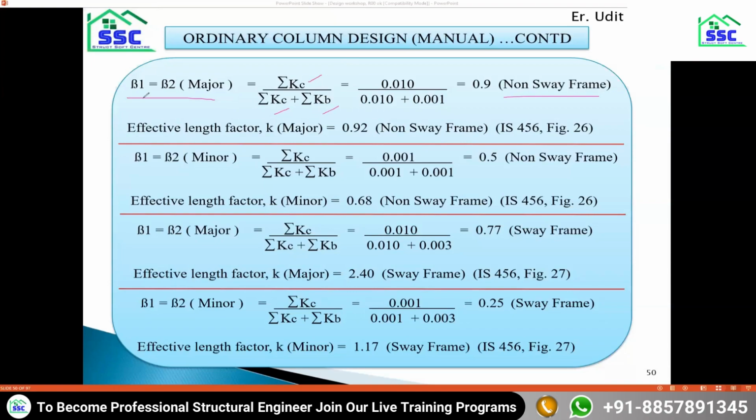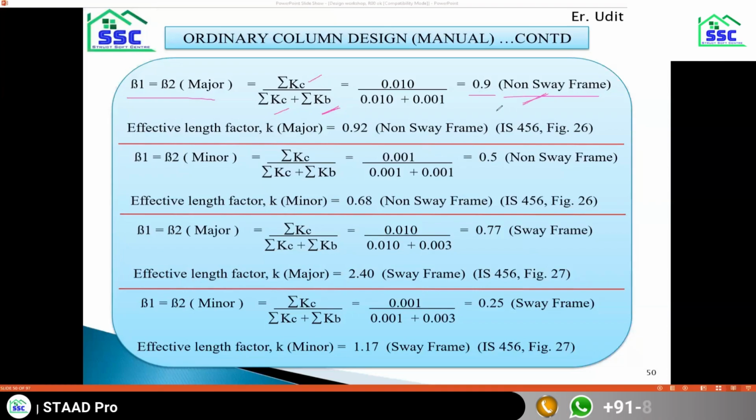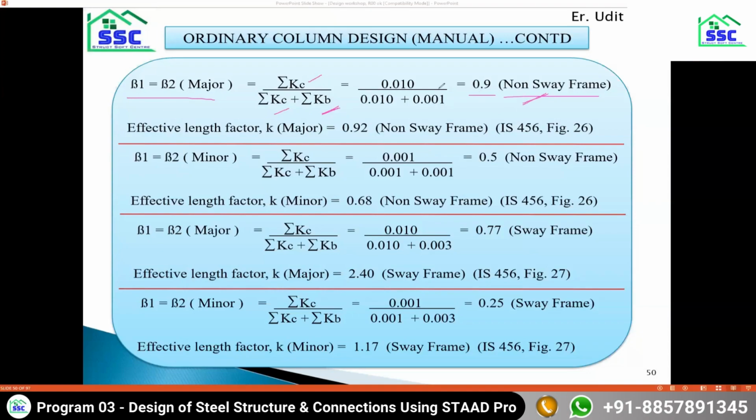For calculating beta 1 and beta 2 in the major direction of the column, we will use summation Kc of the column in major direction, and for using summation Kb, we will use the value for non-sway frame, and we end up with the value of beta 1 and beta 2 as 0.9. Now, using this value of beta 1 and beta 2 as 0.9 and IS 456 figure 26, we will find out the effective length factor k for our column.